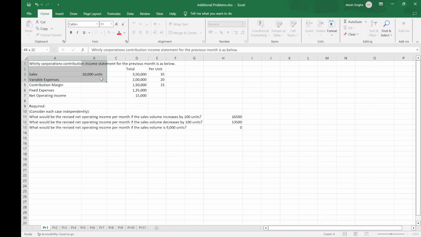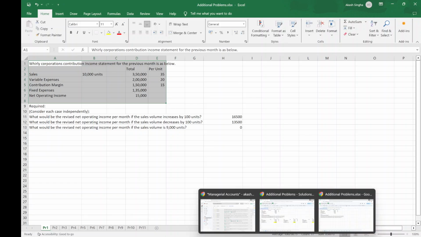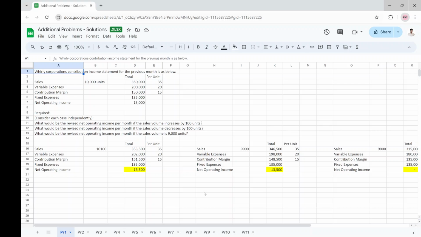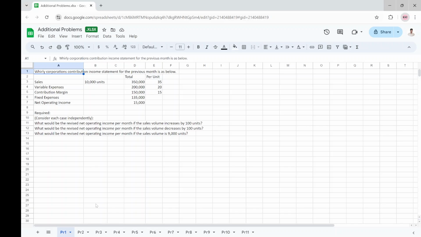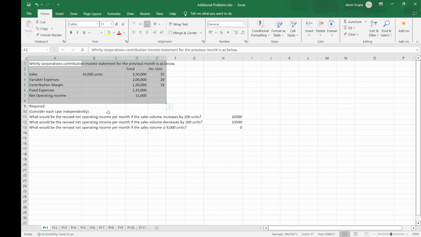So the contribution per unit. I don't know what the problems are. Let me just go fix the solutions. This much is given. So what would be the revised net operating income per month if the sales volume increased by 100 units? 3500, payroll expense 20, 15.